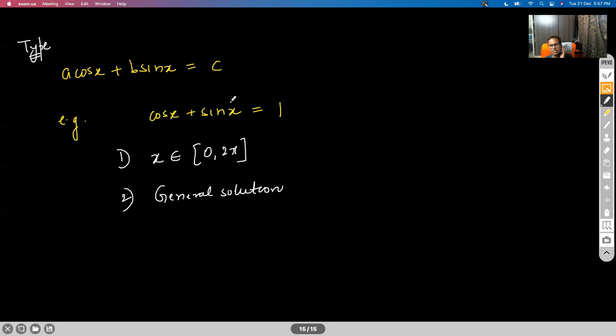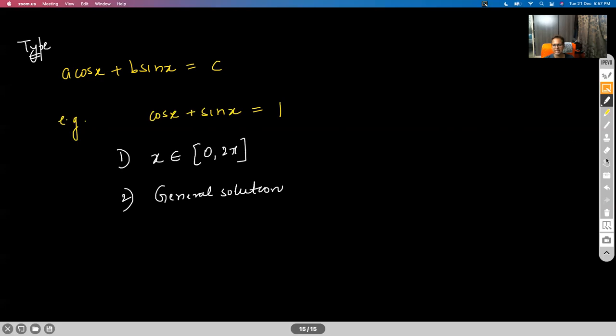In one, your answer should be between 0 to 2 pi. That's a very limited value of x, which I need. I don't want anything beyond it. And the second part of the question is I want the general solution for it.